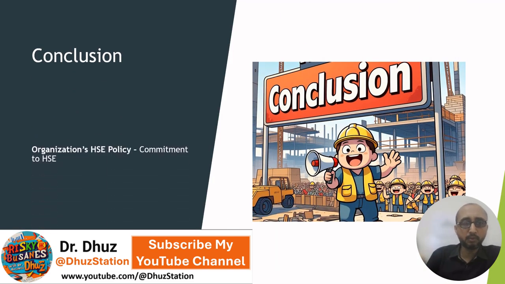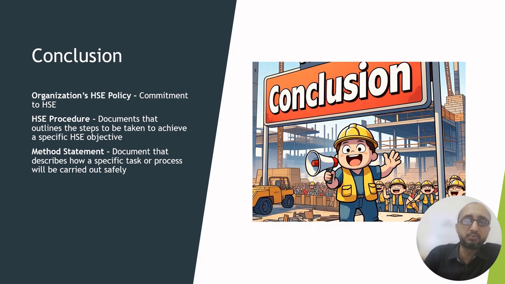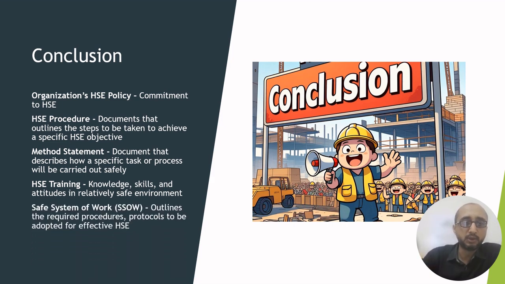So we covered all of today's topics. Let's conclude them. HSE policy is the commitment to HSE in written form. Then the HSE procedure is a document that outlines the actions or steps to make sure that we achieve our goals and objectives related to HSE. A method statement, specific to our job, outlines the actions or steps that we take to ensure the safe execution of the job. HSE trainings: we want to increase the knowledge and skills of our workers, and also improve their behavior, so we conduct HSE trainings related to their job.